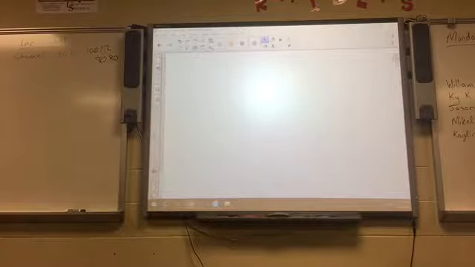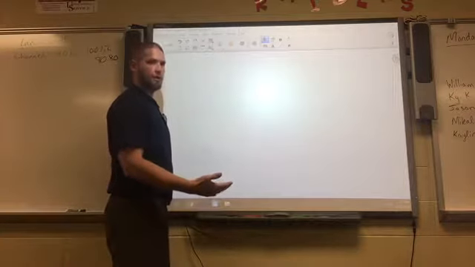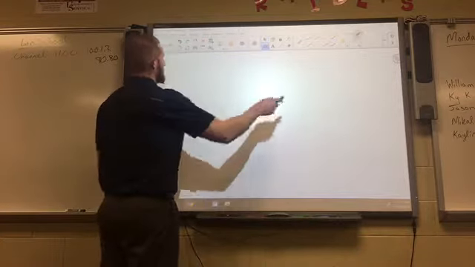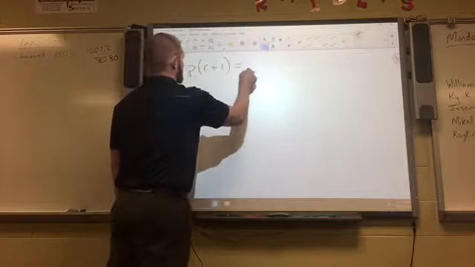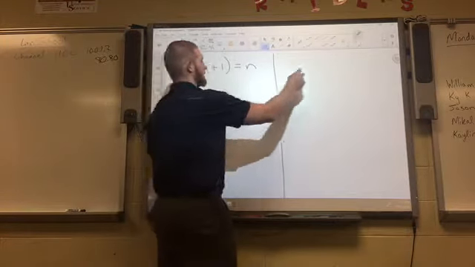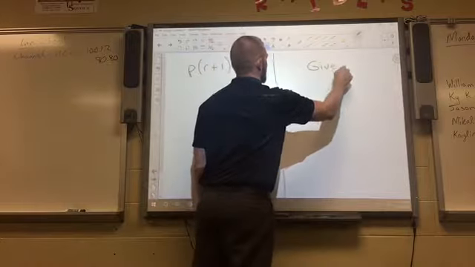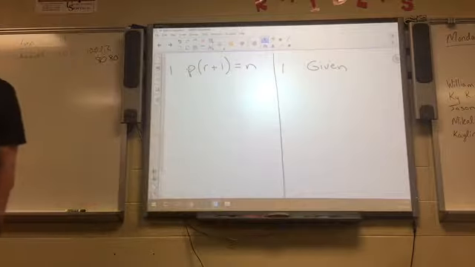Okay, this problem says you get a raise at your part-time job. To write your raise as a percent, use the formula P times (R plus 1) equals N. Okay, so as you read through that, that's our given information, right? They gave that to us. So if I were setting this up in a proof, P times (R plus 1) equals N. And what would I put on the right side for how I knew that? That was given to me. And that'd be step 1. Okay, so there's my given information.